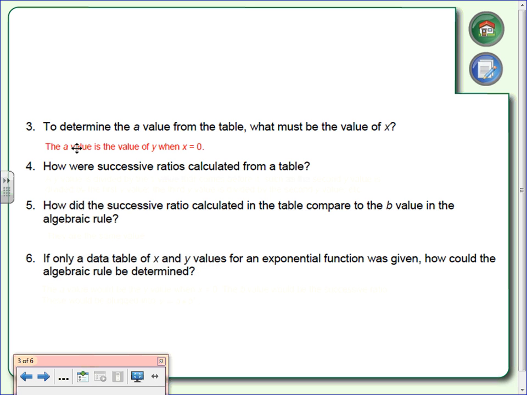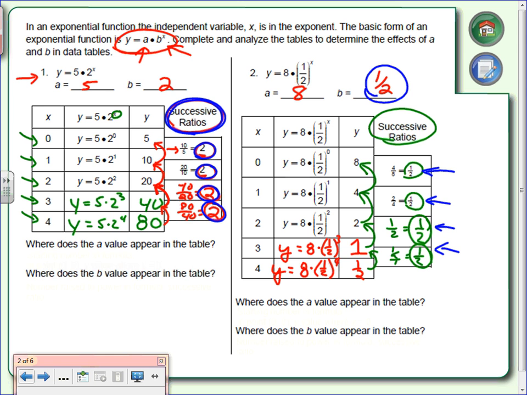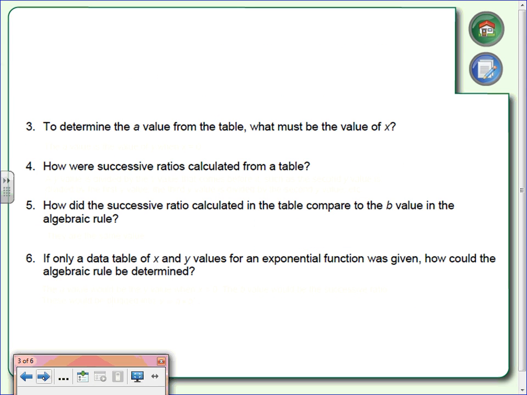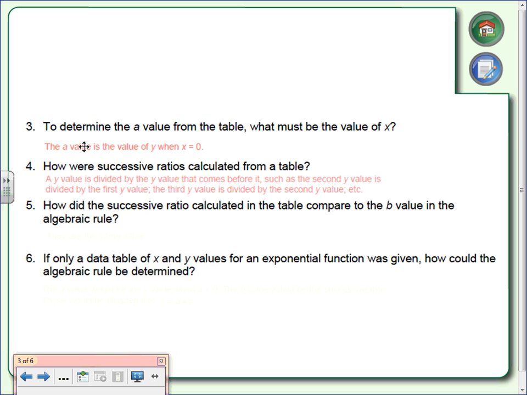Number 4, how were these successive ratios calculated from the table? Let me go back to the table so you can see here. How did we come up with these 1/2s right here? We divided. We always divide. Now we have to be careful how we divide. It says here that the y value is divided by the y value that comes right before. That's all you need to write for me.